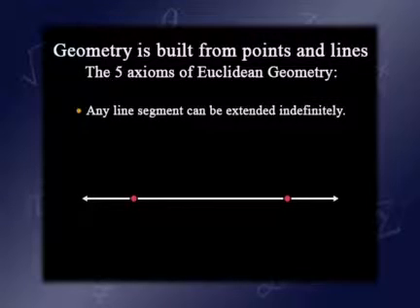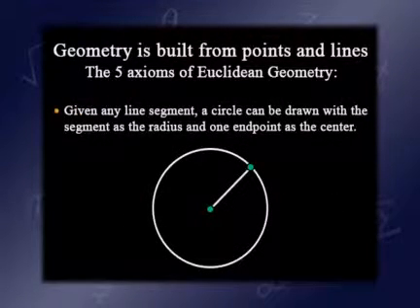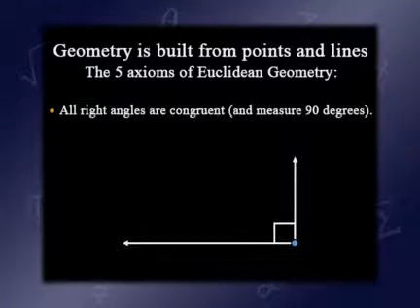In other words, starting with a segment, you can turn that segment into a ray or into a line. Given any line segment, a circle can be drawn with the segment as the radius and one endpoint as the center. So here you have a point and you have a radius, and the circle consists of all points that are that same distance from the center of the circle. The 4th axiom says that all right angles are congruent and measure 90 degrees. So anytime you see 2 perpendicular lines meeting, then they're meeting at an angle of 90 degrees. The number 90 is somewhat arbitrary, but that's what we use.